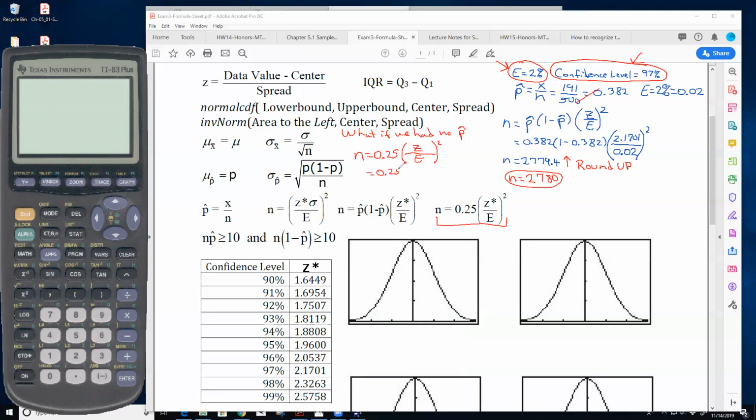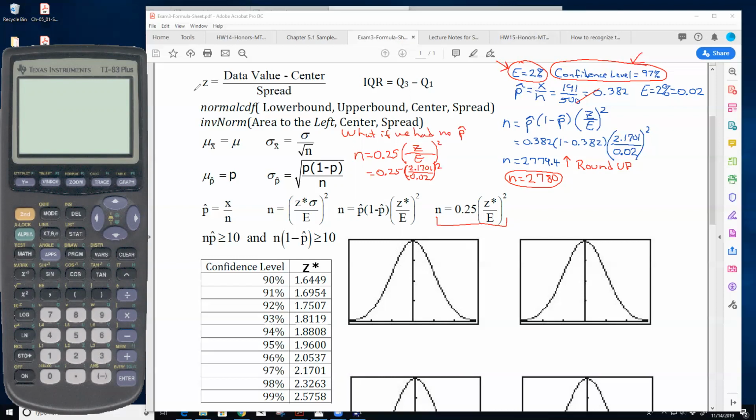It's 0.25. Of course, the z is for 97%, so just like before, you looked it up here. That's 2.1701. Oops, let's put that down there. And the margin of error E is the 2%, which you're going to enter in decimal. And don't forget to square it.